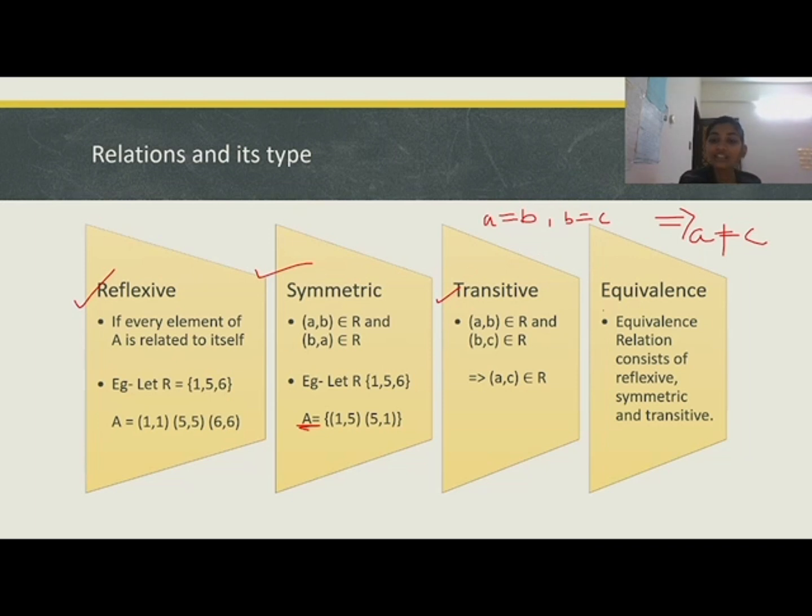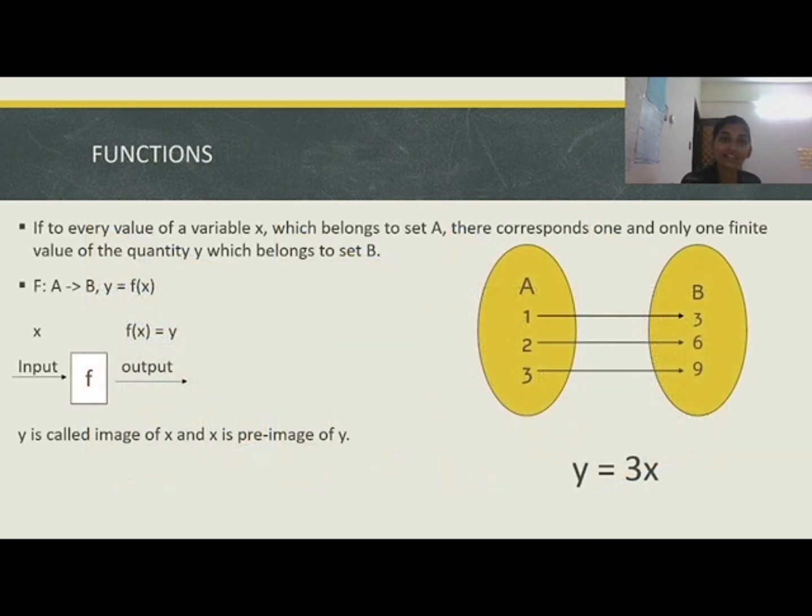Now talking about the last one, equivalence is nothing but what? If you have a combination of all these three relations, then we call it the equivalence relation. Meaning if a relation is reflexive, symmetric, and transitive, then we call it an equivalence relation. Now moving on to the last topic, that is functions.